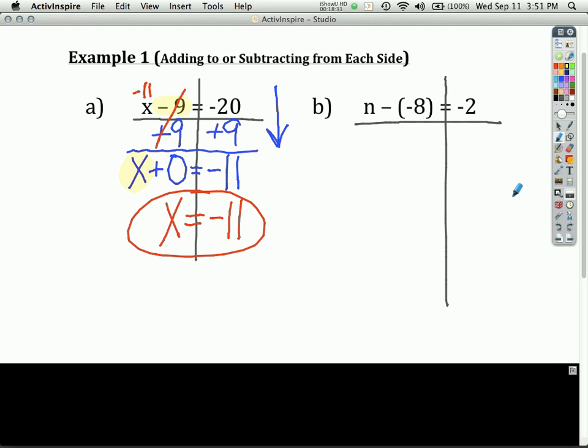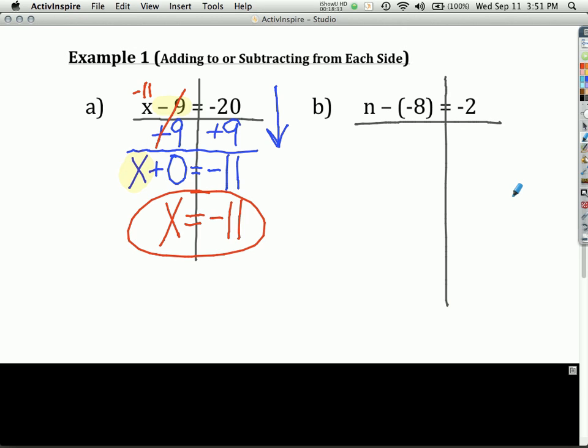Let's see who was paying attention. Where should my eyes be focused? Try to be as specific as possible. What should my eyes be focused on now? Edgar? On the number. Be specific. Tell me exactly what to look at. The negative 8 and minus sign. Yeah, this is what I should be looking at.